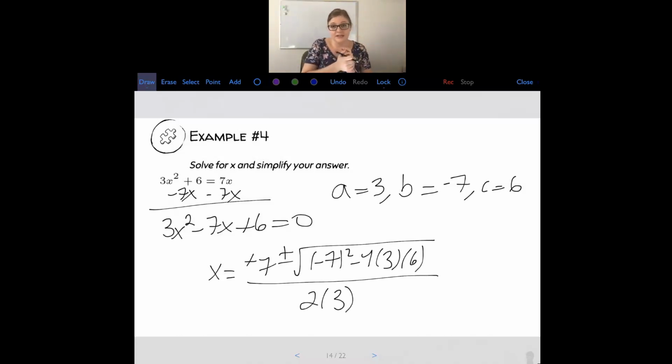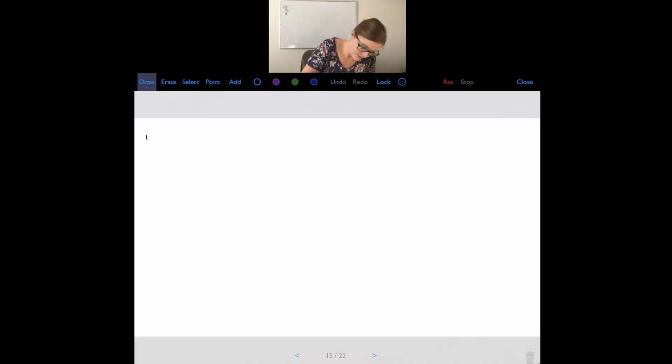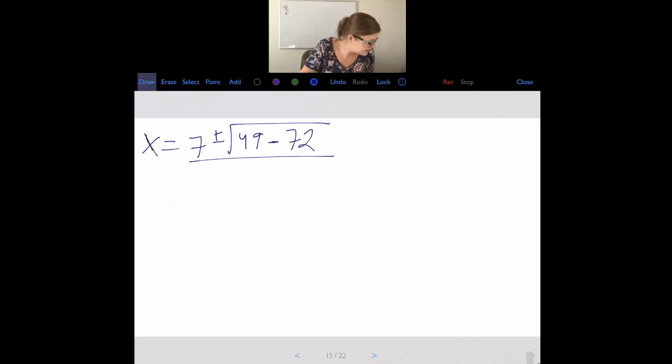Okay, so I'm going to go to the next slide. Make sure you have this written down. I'm going to simplify what's inside of the square root and the denominator. So x is equal to 7 plus or minus the square root of negative 7 squared, which is 49, minus 4 times 3 times 6, which is 72, divided by 2 times 3, which is 6.